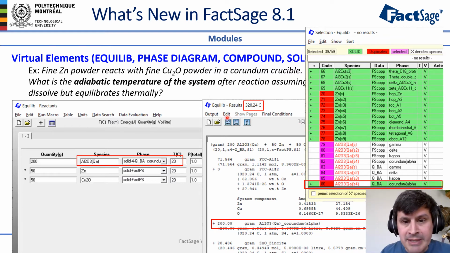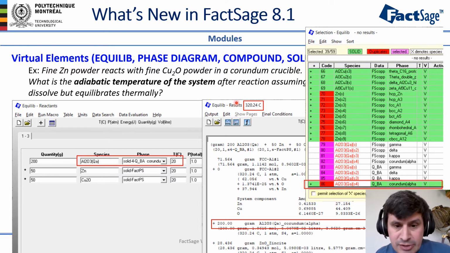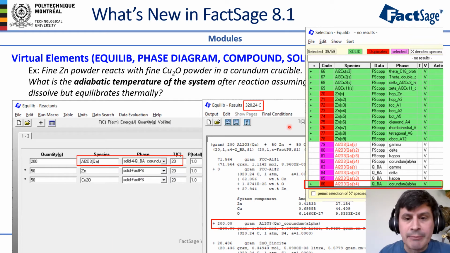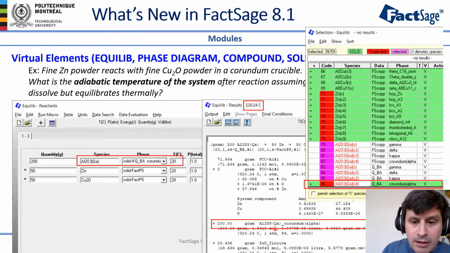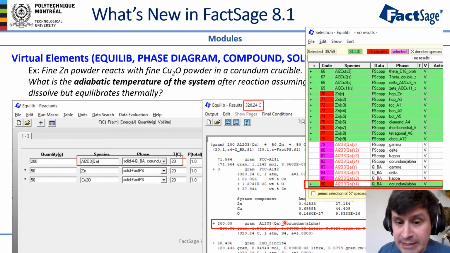When I perform the adiabatic calculation, delta H equals 0, looking for temperature, it finds 320 degrees Celsius. And you can see that the FCC alloy is formed with zinc oxide because of the exchange of oxygen between the powders. It's exothermic, temperature rises, but the alumina crucible stays at 200 grams. Obviously, the temperature would have been much higher if there were not 200 grams of alumina to absorb the heat of the reaction. Please note the alumina did not form the ZnO-Al2O3 phase here because it's not allowed to react, as there is no other place to put the QA element.